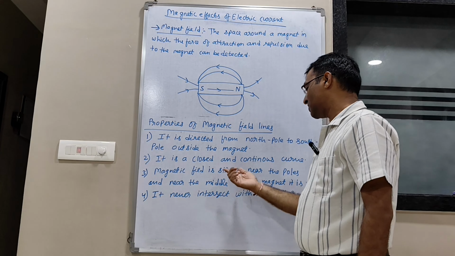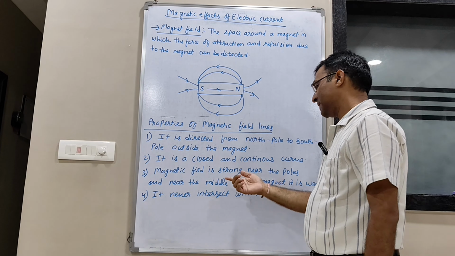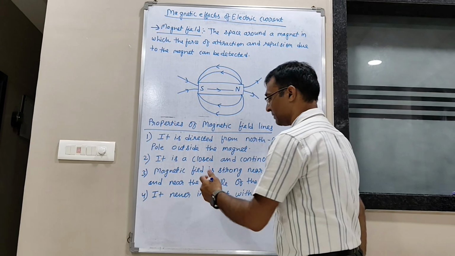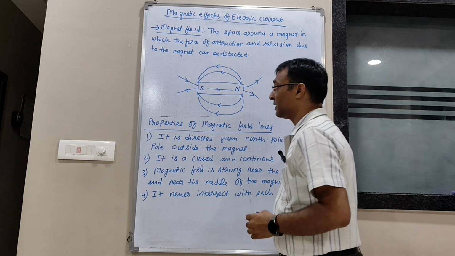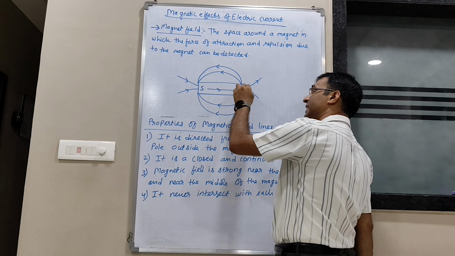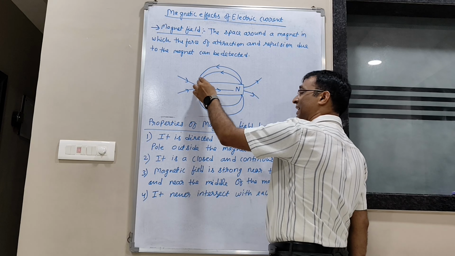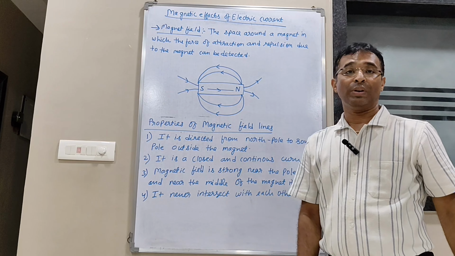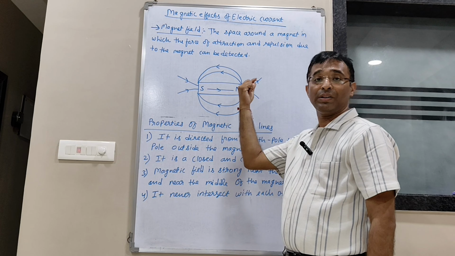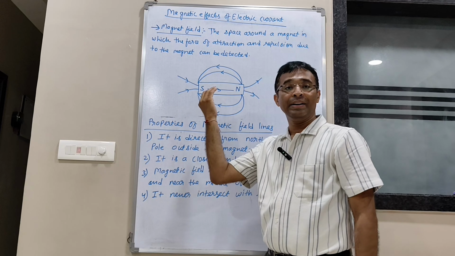Third, magnetic field is strong near the poles and near the middle of the magnet it is weak. As you can see, the magnetic field lines are mostly crowded near the poles. Here at the same point we have two lines. From the north pole the magnetic field lines are originating, and at the south pole they are terminating.